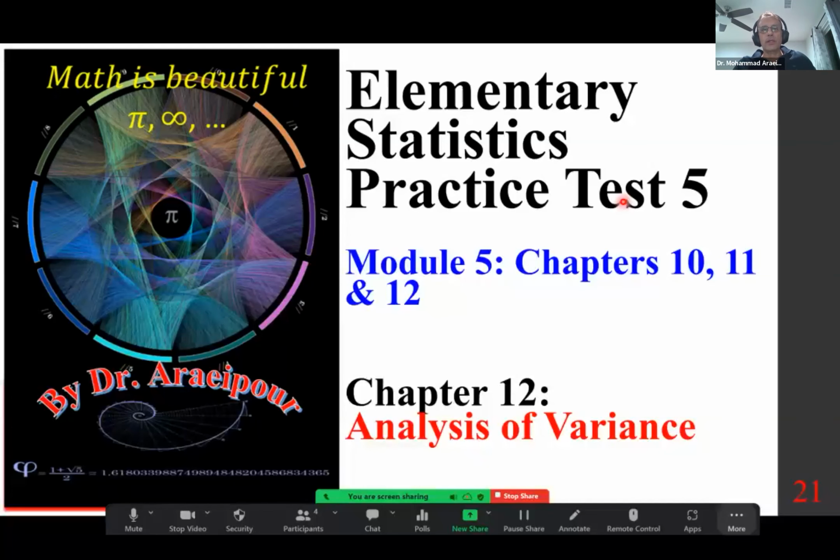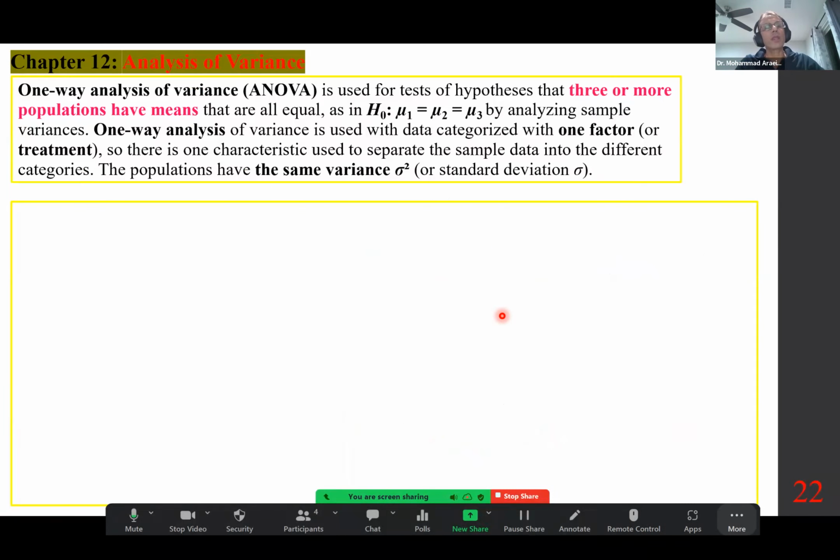Good afternoon, class. We are looking at statistics practice test number 5, covering chapters 10, 11, and 12. Here's chapter 12, analysis of variance.